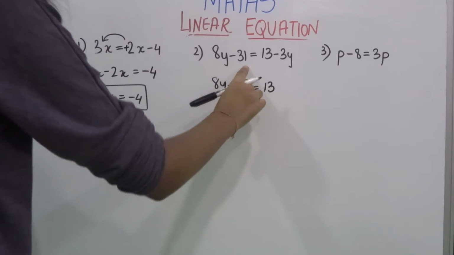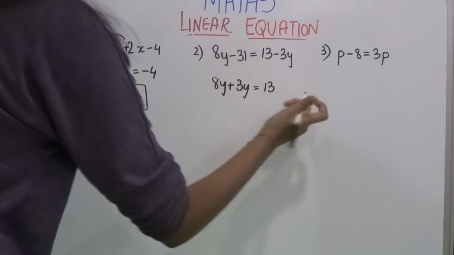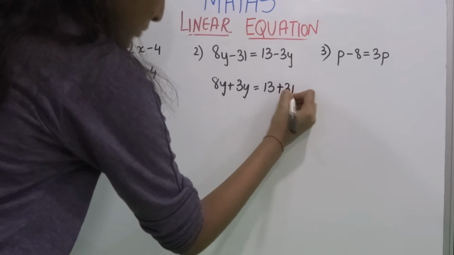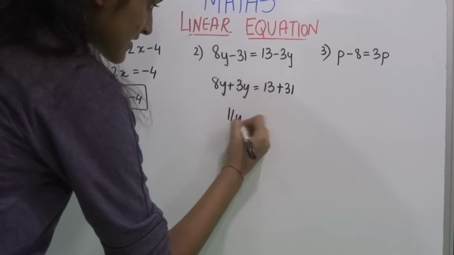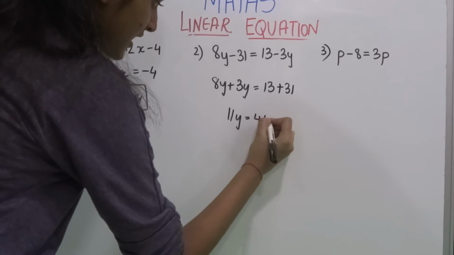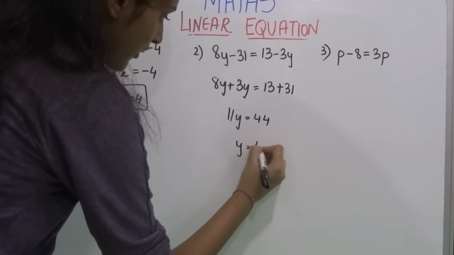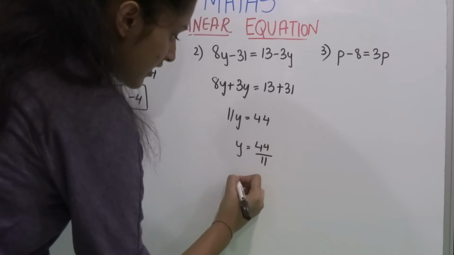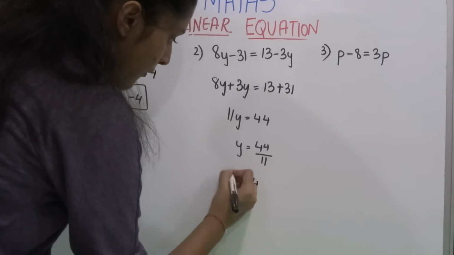This is minus 31. So when it goes to the right hand side, it becomes plus 31. 11y is equal to 44. y is equal to 44 upon 11. y is equal to 4.